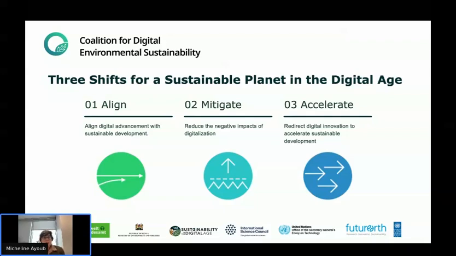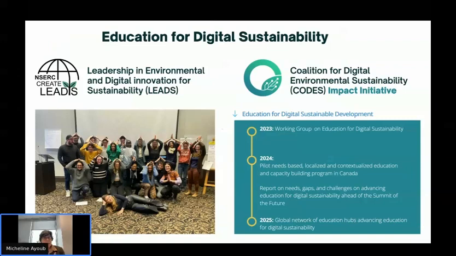Internally, we also have a leadership program on environmental and digital innovations, as well as AI innovations for sustainability, whereby graduate students can learn about sustainability and digital tools, and they can also get leadership skills, and they do internships with us on that topic. We are also starting a working group for CODES, the coalition in itself, about education for digital sustainable development.